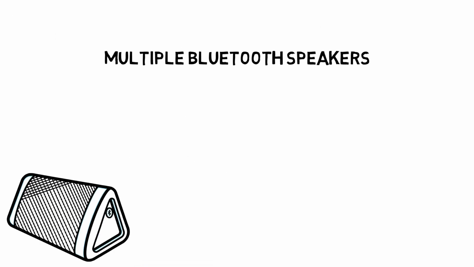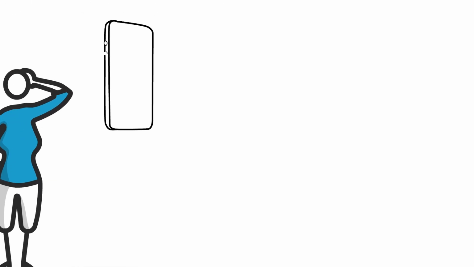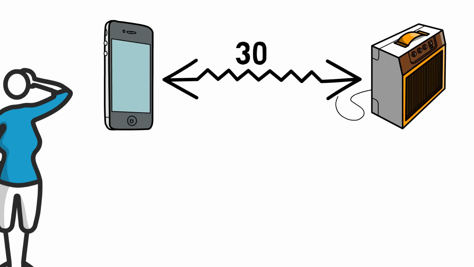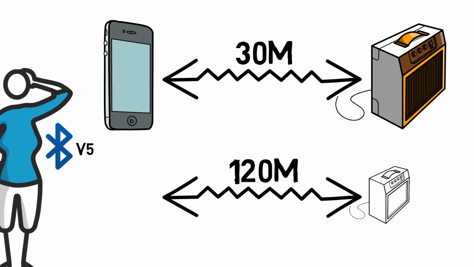Connecting multiple Bluetooth speakers or headphones largely depends on the equipment you have. I will make it clear. For example, Bluetooth V4.2 supports only one device and up to 30 meters only. Bluetooth V5, on the other hand, expands connection up to 120 meters and allows you to pair two devices at a time.